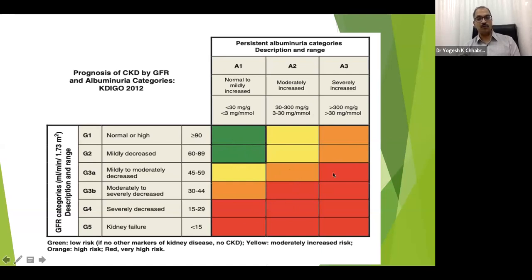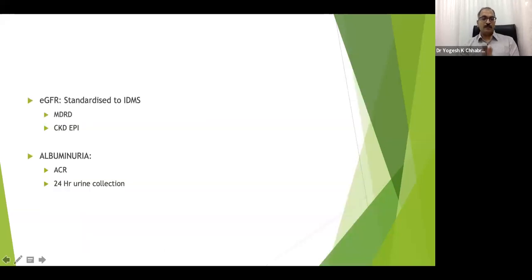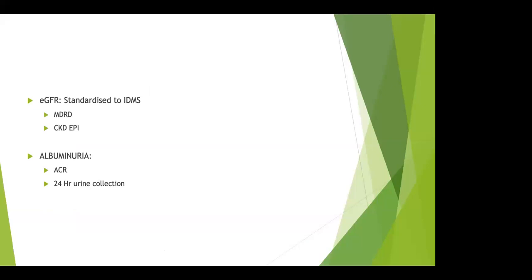That means if a person is presenting to you with moderately increased proteinuria in stage 3B or further, then the chances of progression are very, very high as compared to a person in stage 2 with an albuminuria of less than 30 milligram, where the chances of progression remain on the lower side.